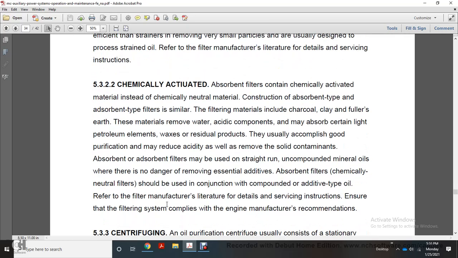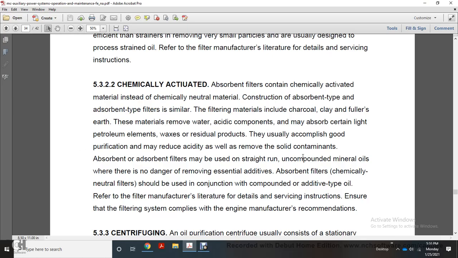Chemically active absorbent filters contain chemically activated material instead of chemically neutral material in their construction. The absorbent-type filters and similar filtering materials include charcoal, clay, and fuller's earth. These materials remove water, acid components, and absorb certain light petroleum elements, waxes, and residual products.